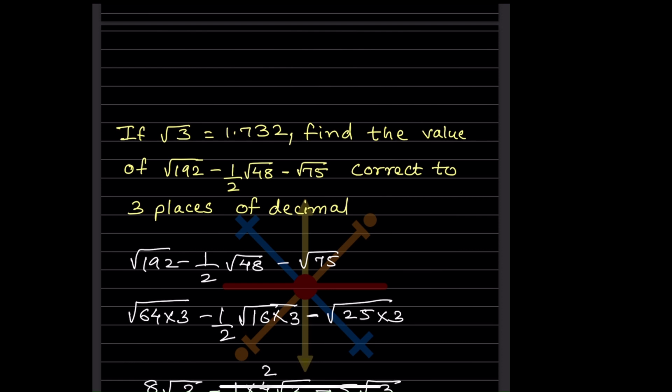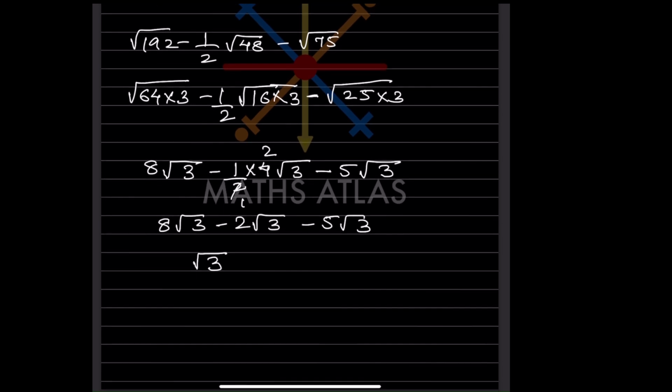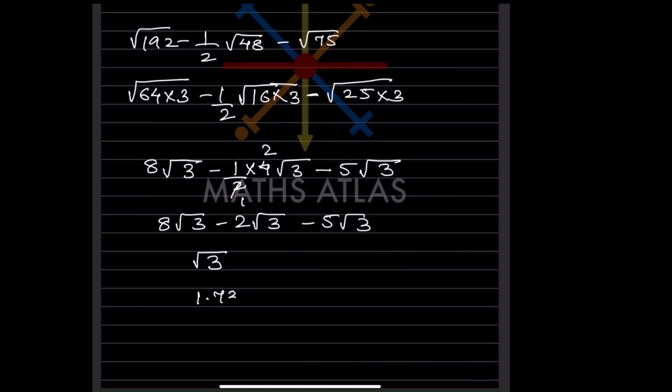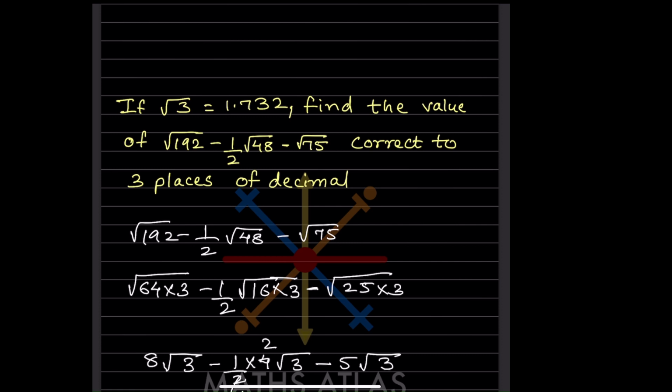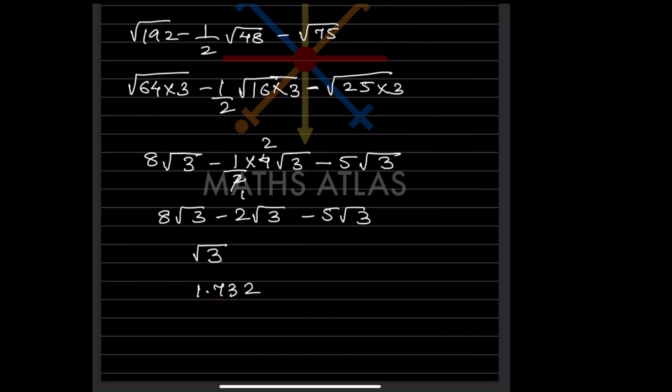And now they have given here the value of root 3, that is 1.732. So it's very easy now. You will write 1.732, and they have said here that it should be up to 3 places of decimal, which is already here. So by this one we have completed today's work.